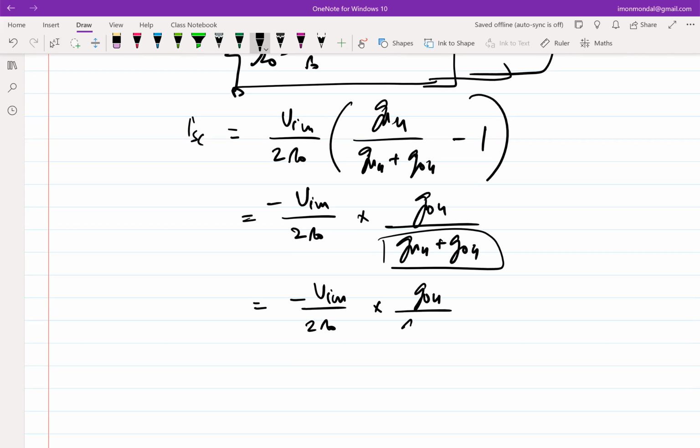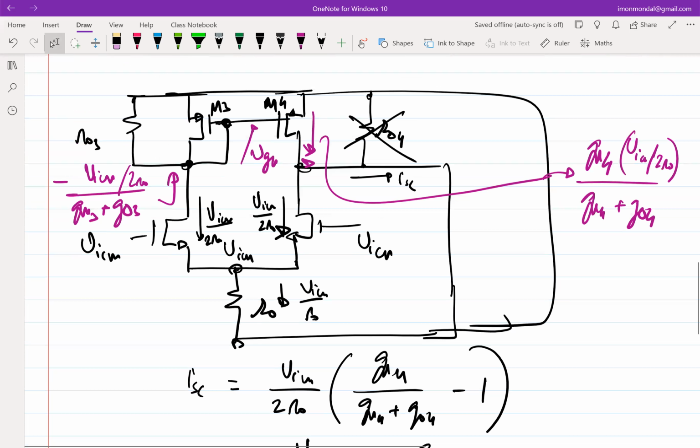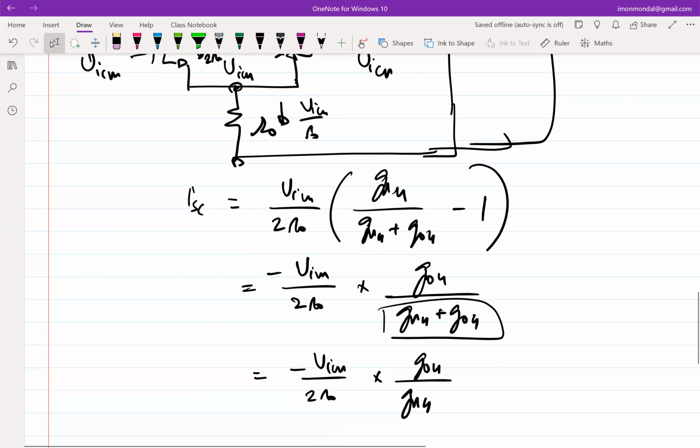Okay. So this is the short circuit current. This times the output impedance will be the equivalent output voltage, and that is essentially the resistance equivalent to the parallel combination of M4 and M2. You multiply this term with the output resistance, and you get the common mode output voltage, and then you essentially get the common mode output gain. Okay, make sense?